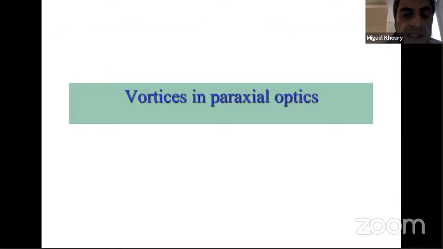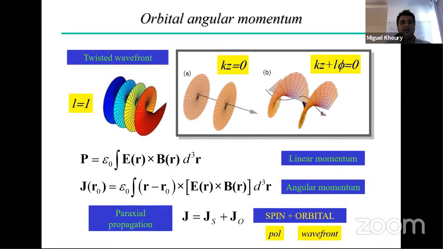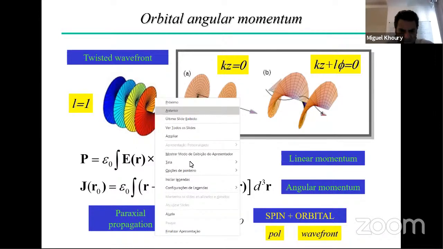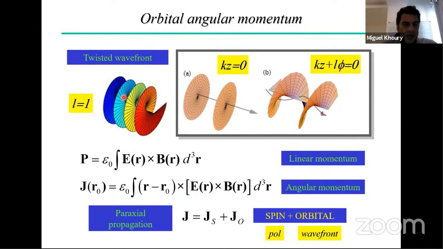Just as a brief introduction, as I discussed with Constantine, many of you are already acquainted with this subject, but it may be useful for those who are not. Essentially, the vortices in classical optics appear as optical beams with a twisted wavefront, like this one that I'm showing here.